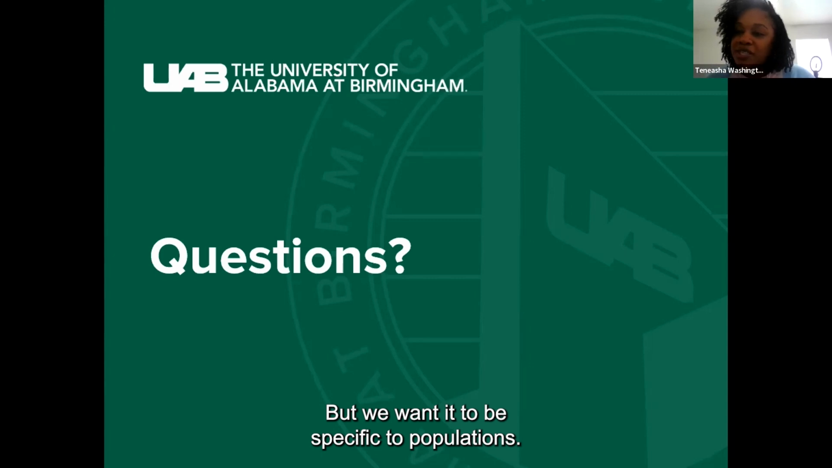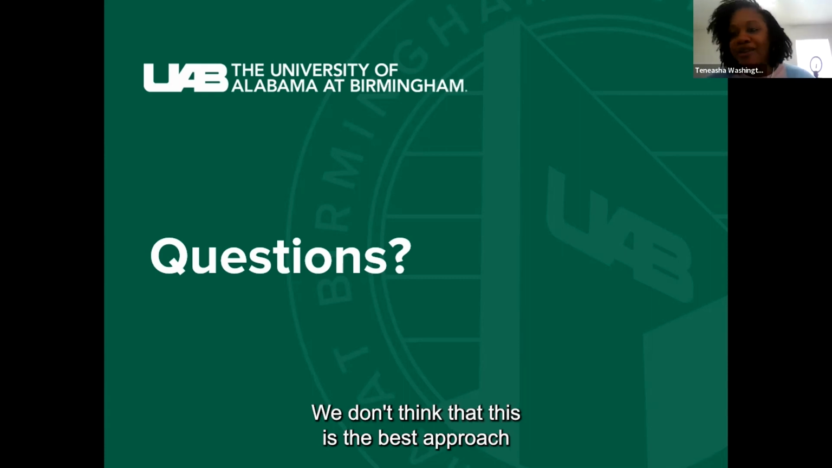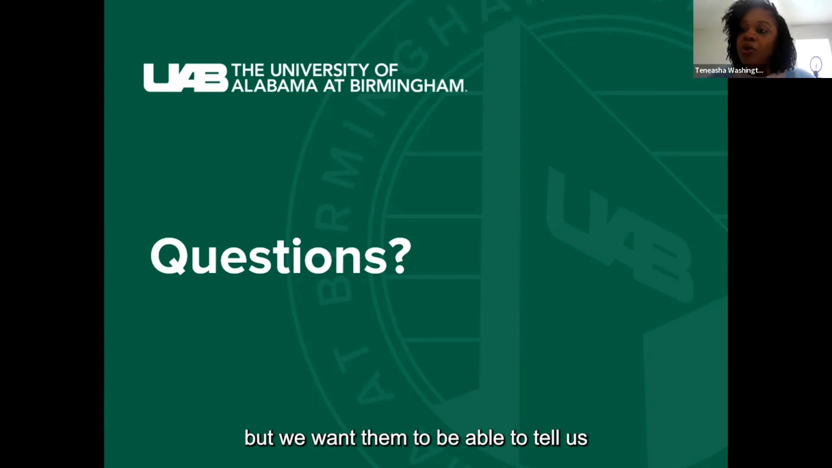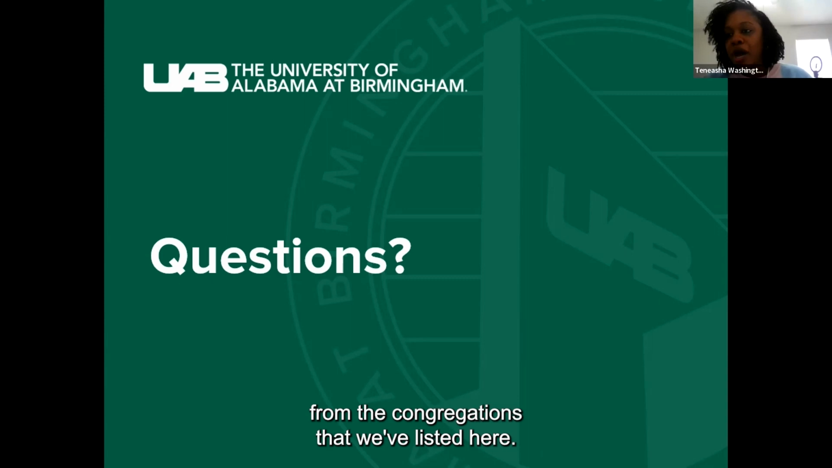But we want it to be specific to population. So for example, for the Hispanic community, what would that look like? We don't think that this is the best approach for potentially a Hispanic community, but we want them to be able to tell us what that looks like for them. And we can use the same type of model to engage that community, but it would be different from the congregation that we've listed here.